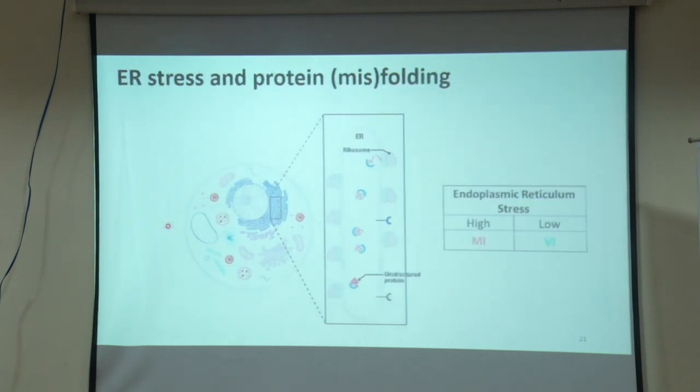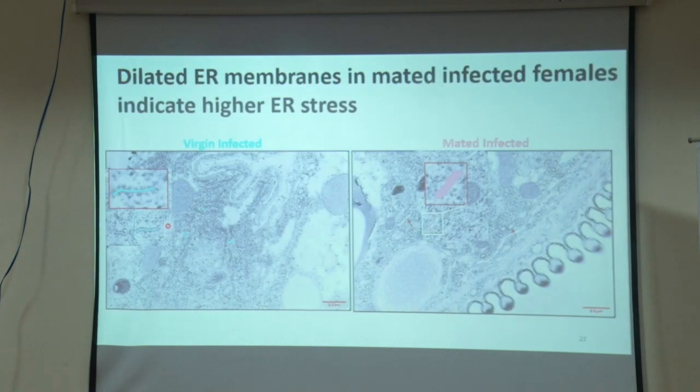Ananya in the previous talk talked a lot about protein folding. When ER stress happens, proteins are not properly folded. As a result, the misfolded proteins begin to accumulate in your endoplasmic reticulum membranes, because of which these membranes dilate or swell up. So we looked at that using electron microscopy. The fat body cells from the virgin infected showed really constricted, or the natural, ER membranes. On the other hand, in the mated infected samples, these ER membranes were highly dilated.